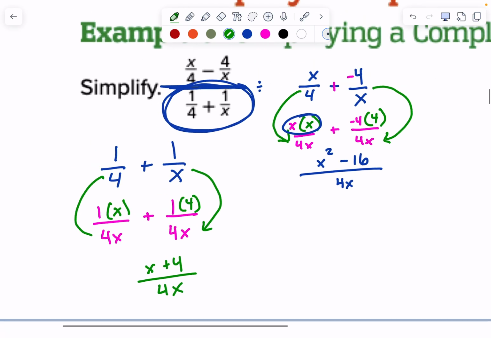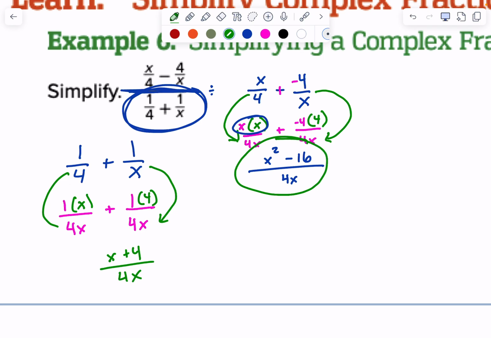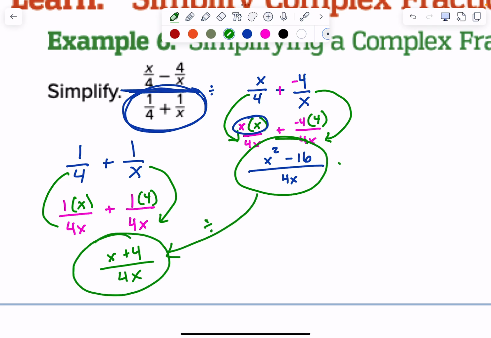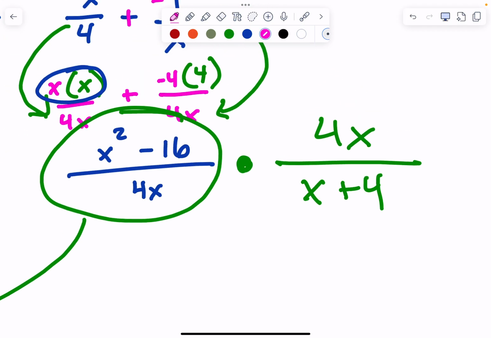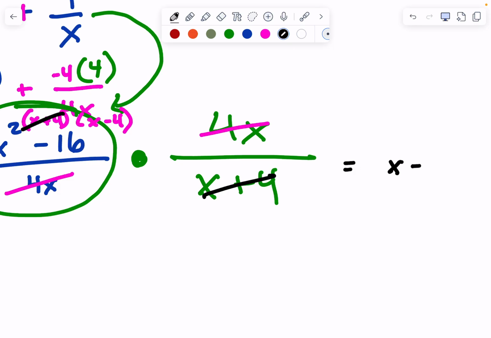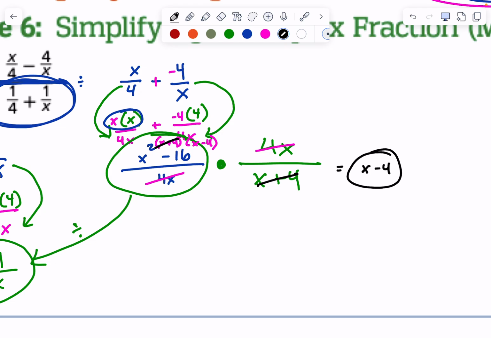Now we're dividing. This was my top, and I am dividing by this. So I'm taking that guy and instead multiplying by 4x over x plus 4. Now the 4x and the 4x are going to cancel, but we know that the top is a difference of squares: x plus 4 times x minus 4. The x plus 4s are going to cancel. So the final answer is x minus 4, and that's all.